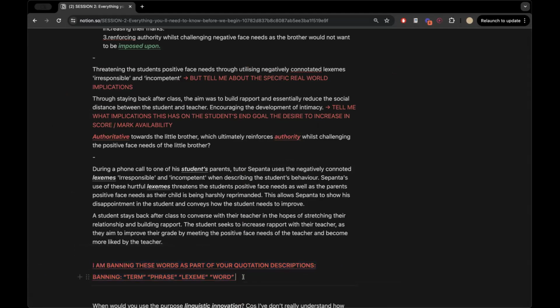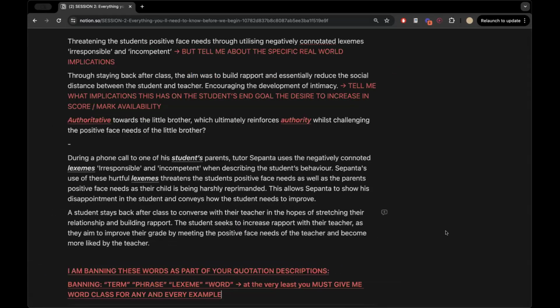You have to use metalanguage. That is, at the very least, you must give me word class for any and every example. So not good enough. Prepositional is absolutely okay to use.